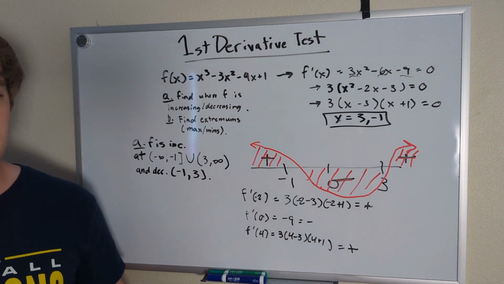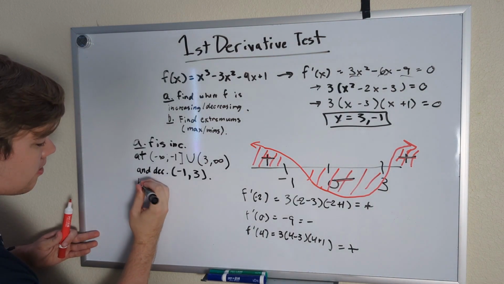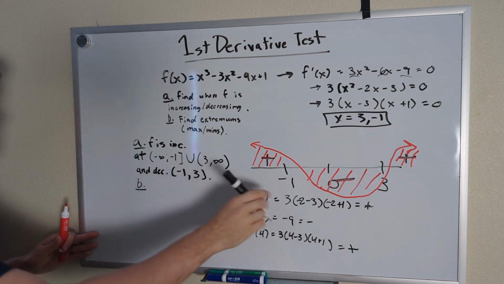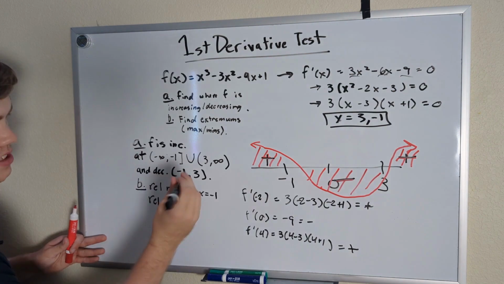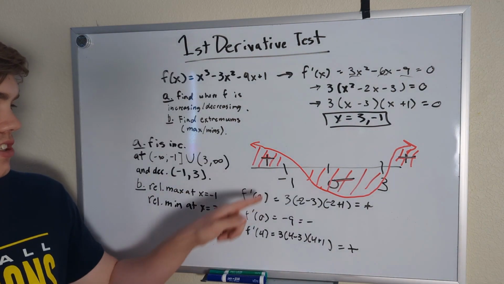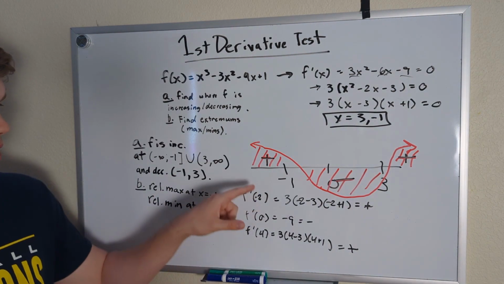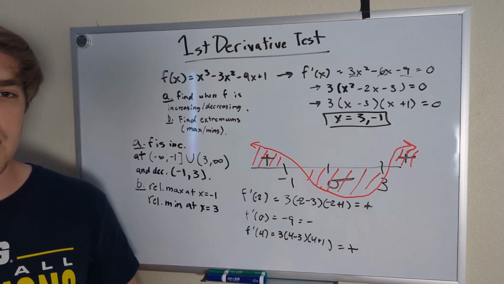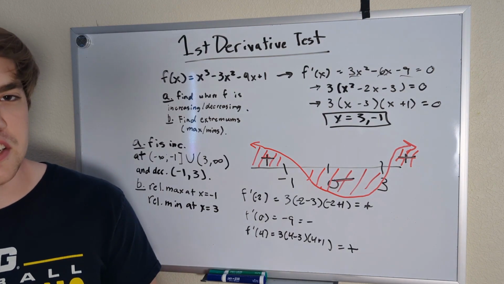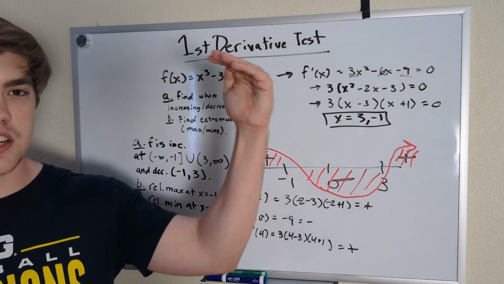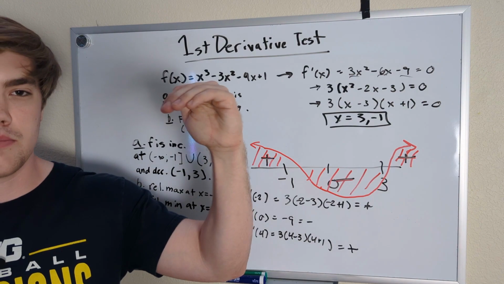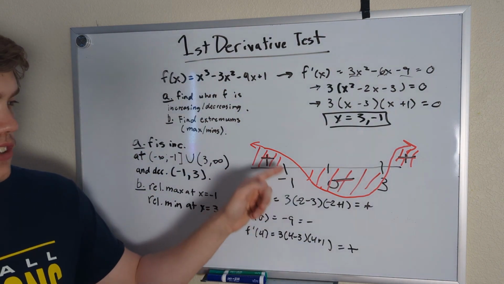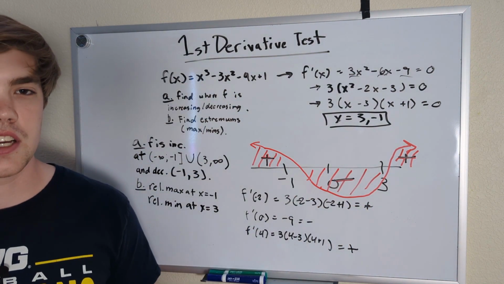Now we need to find the relative maximum and minimum. So what are our relative maximums and minimums? Well, -1 is a relative maximum, and 3 is a relative minimum. But why is it a relative maximum at -1? Well, remember, our function is increasing all the way up until -1. At -1, the function starts to decrease. And whenever the function is increasing and then starts to decrease, we have a relative maximum. And then at x equals 3, the function's been decreasing up until it reaches 3.